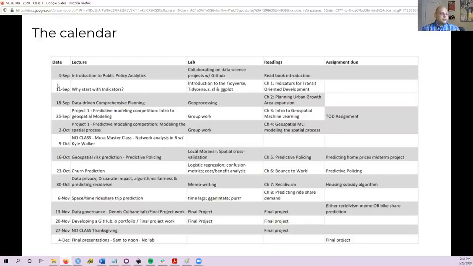Another thing notable about the schedule is October 9th. We will not have class that day, but we're going to have a one semester, probably the most important Musa event that we do every year or every semester, called the Musa Masterclass. And it's going to focus on network analysis in R with Professor Kyle Walker, who has authored a number of really important R spatial packages. This package taps into the Mapbox API. If you don't know the company Mapbox, Google them. They are going to sponsor this event.